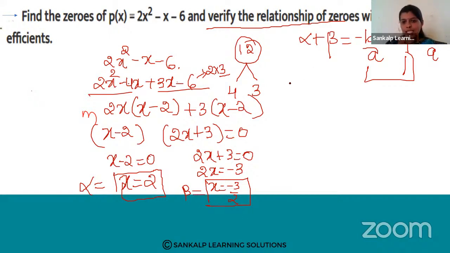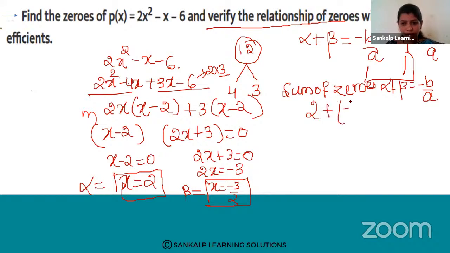Now, sum of zeros. Alpha plus beta is equal to minus b divided by a. Alpha value is 2 plus beta value is minus 3 divided by 2 is equal to, keep minus as it is. So what is the value of b here? B is minus 1, right? So minus of minus 1 divided by a value is 2, right?